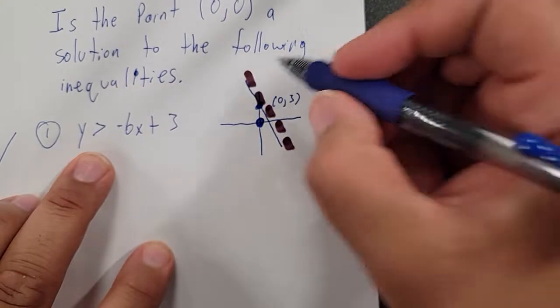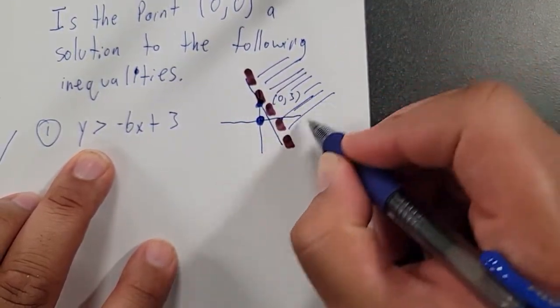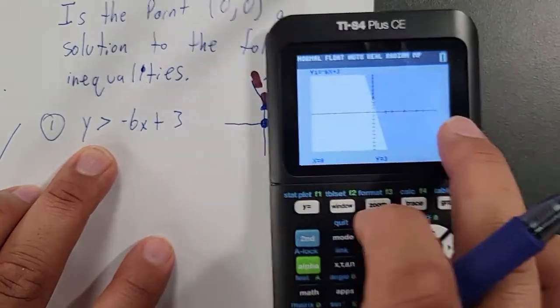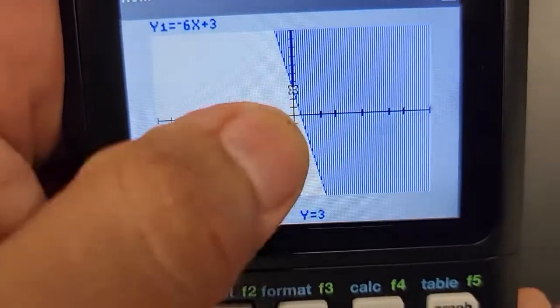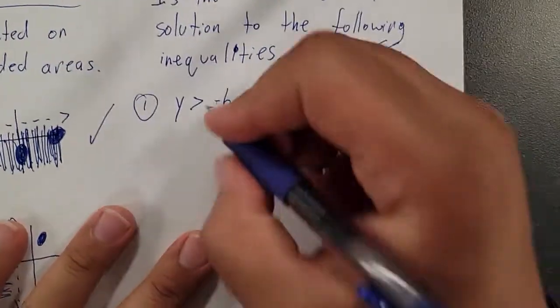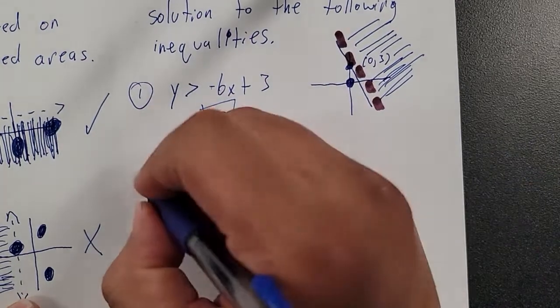So let's not make that mistake. Then I'm going to shade all this part just like it is in the calculator. Okay. So the origin in the middle, just look. Is that in the shaded part? This is not going to be a solution. So put no.